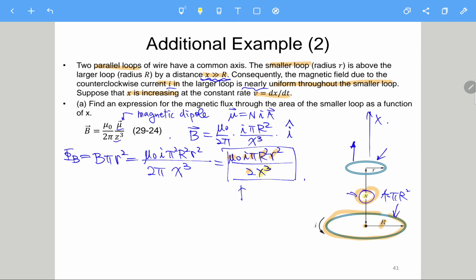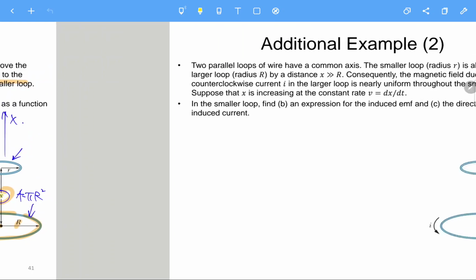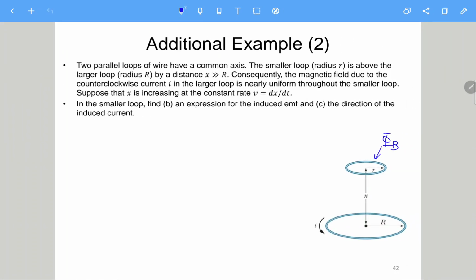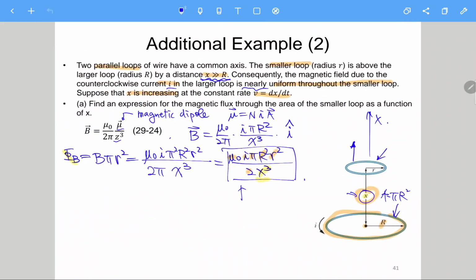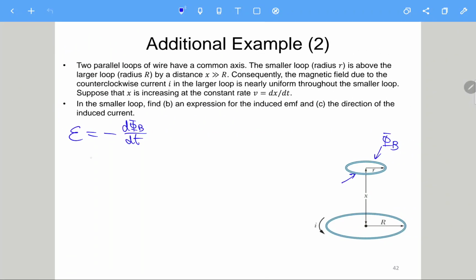This is not a constant because we know that x is increasing. So this term is a varying variable. In this case, phi B is also time varying, which means according to Faraday's law, the EMF will be minus d phi B dt. As the magnetic flux over this loop is time varying, there will be an induced EMF. So we can just plug this expression in here.